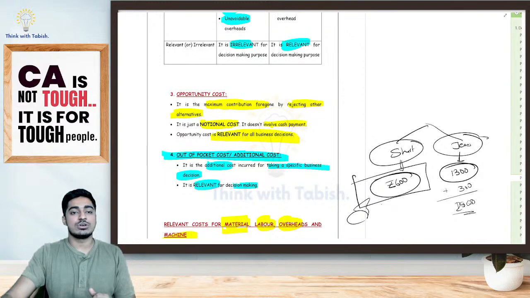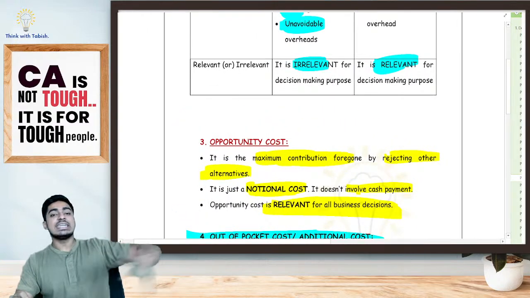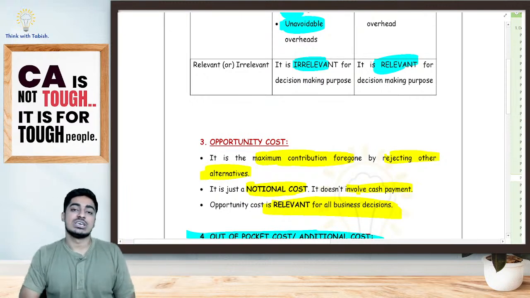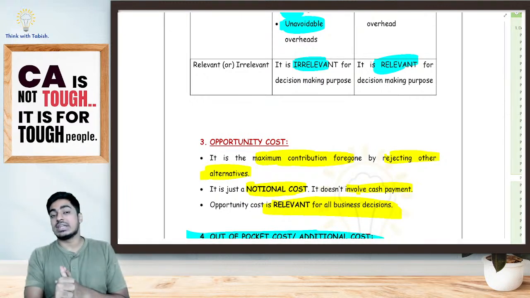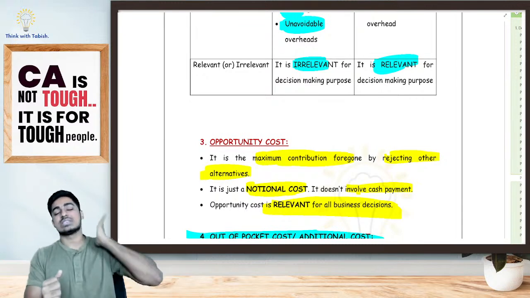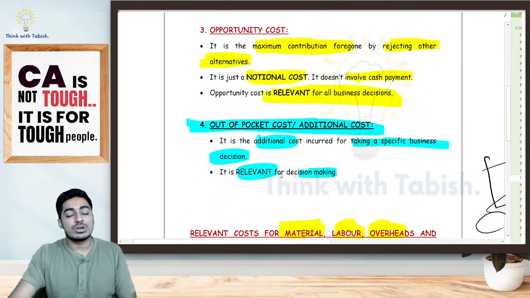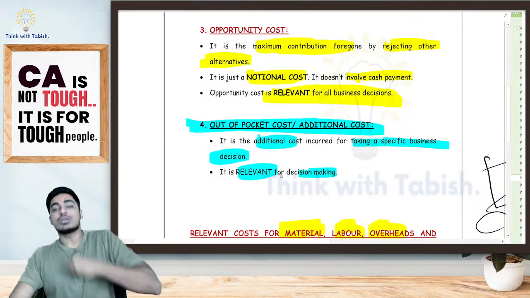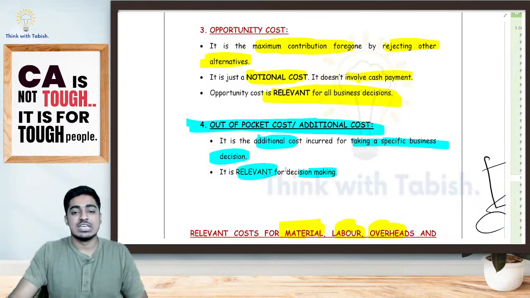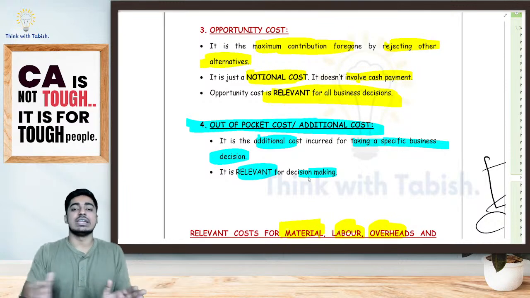Third one is going to be the opportunity cost. What is opportunity cost? It is the maximum contribution foregone by rejecting alternative options. It is also relevant. Again, it is not an actual cost, it is a notional cost, but it is always relevant for decision making. Fourth one we had discussed was out of pocket cost or additional cost. The additional cost we are incurring in order to take a decision. This will also be relevant for decision making. Is it clear, students? Any doubts till now?